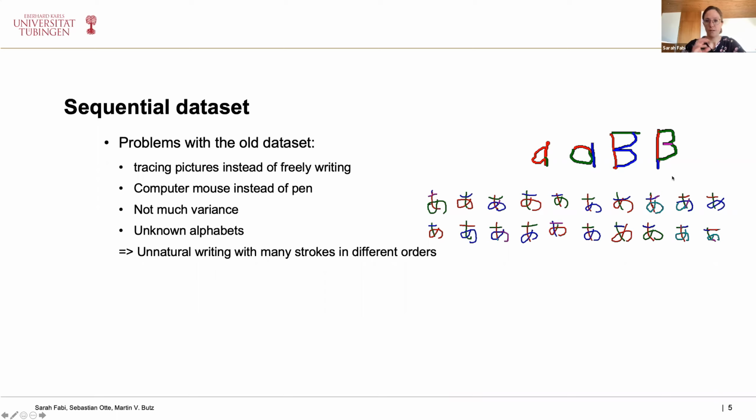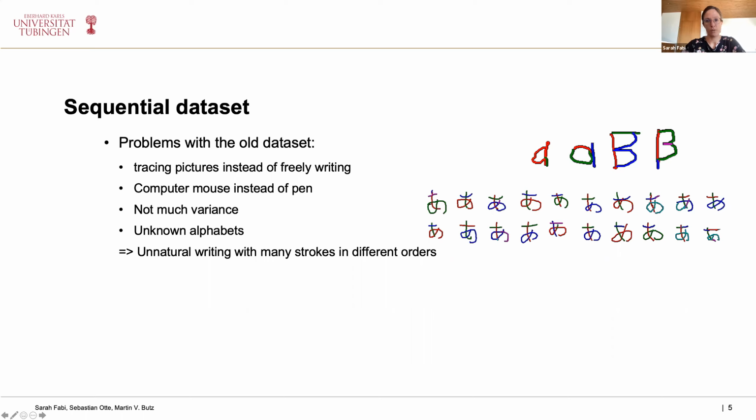For example, the different colors are the different strokes, in different orders. So red was always the first stroke and green the second one. And as you can see here, for this A, they used 3 strokes. And if you would write an A, you would probably only take 1 or maybe 2 strokes. And also for the betas, or for every character actually, you can see this. So it's an unnatural writing style.